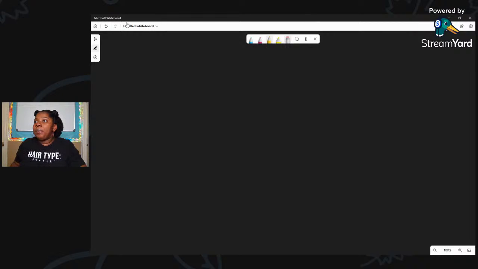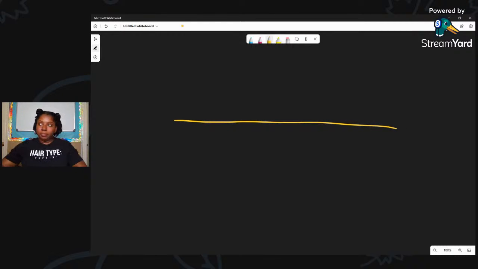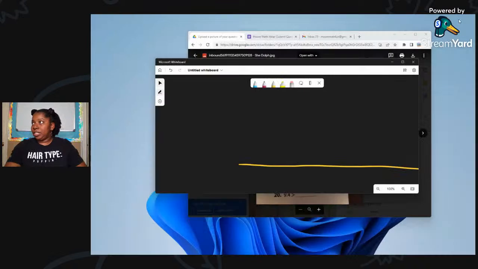Okay. Now they wanted you to compare fractions and decimals on a number line. This is where it gets tricky.